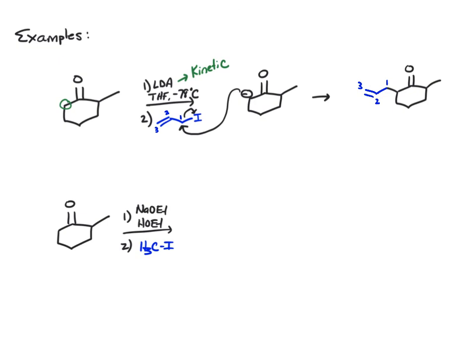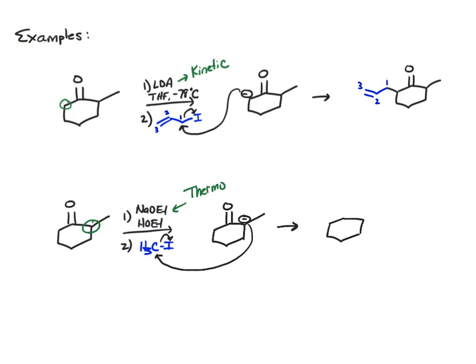And our second reaction, we have the conditions for the thermodynamic enolate. That's going to form the enolate at this carbon. So if we draw that enolate, and again, we'll do the one where the resonance structure has the negative charge on the carbon, we get this. That will react with the iodomethane. And here we're just adding a second methyl group to the alpha carbon.